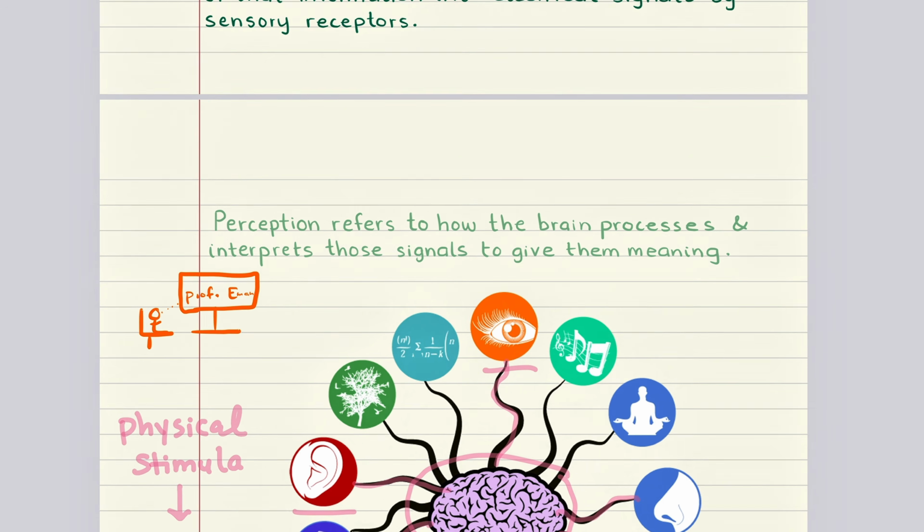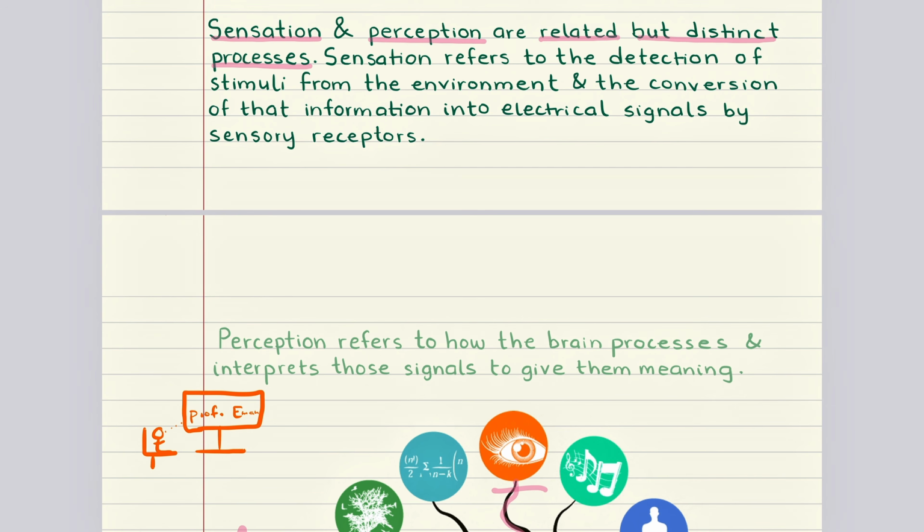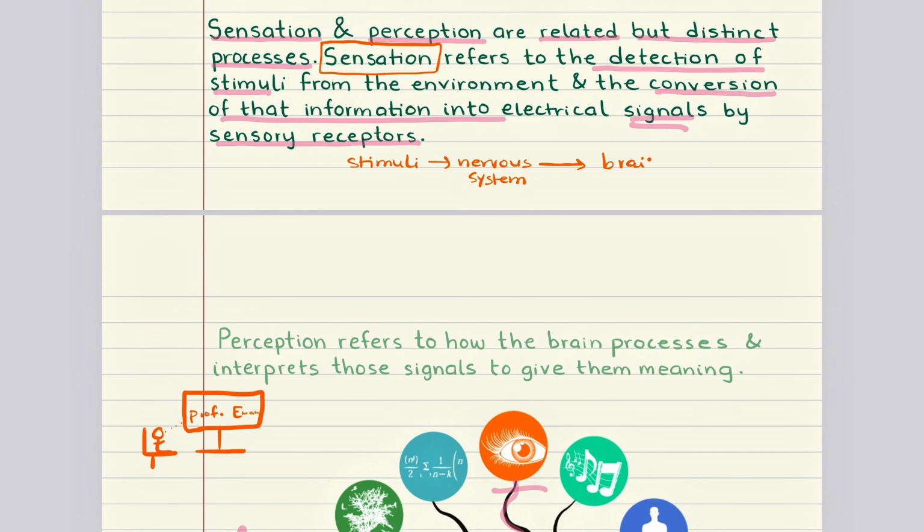The first step in that process is sensation. Sensation refers to the detection of stimuli and then the conversion of that information into signals that can actually be processed by the nervous system. Now, at this stage, the nervous system's acting as a detector of sorts, and its job is to identify that a stimulus exists and then translate it into a form that the brain can understand.